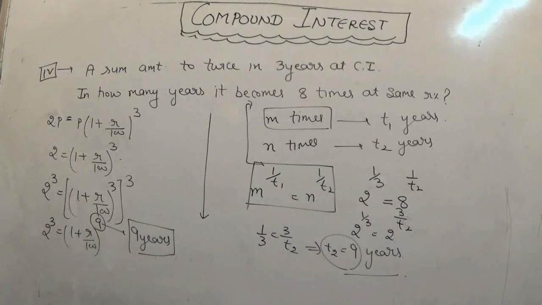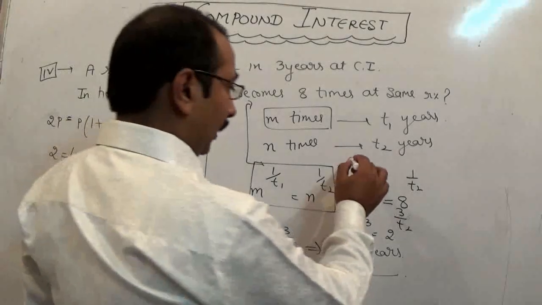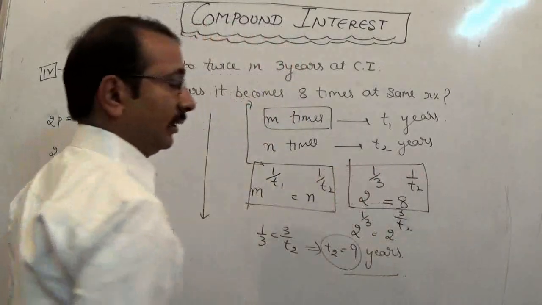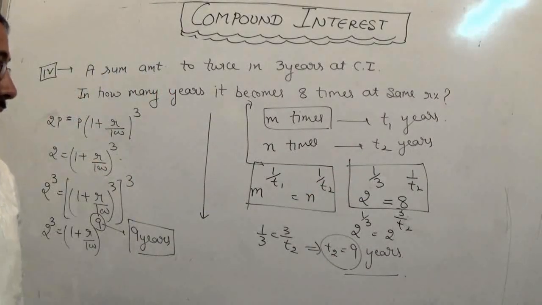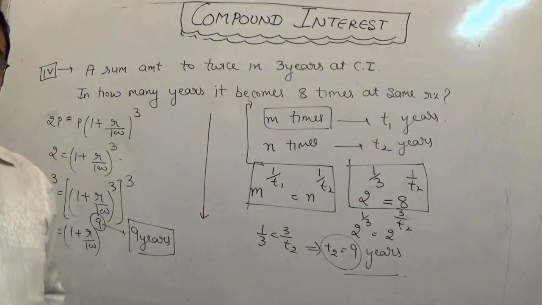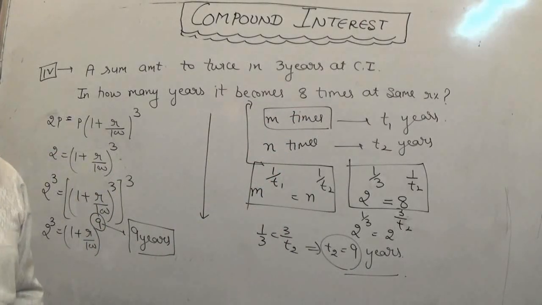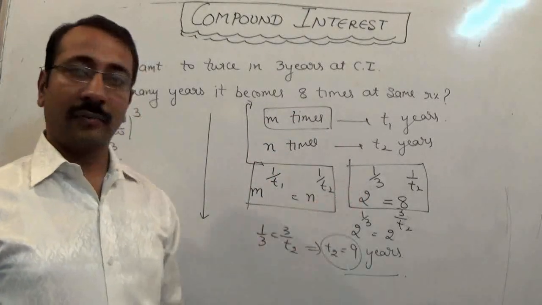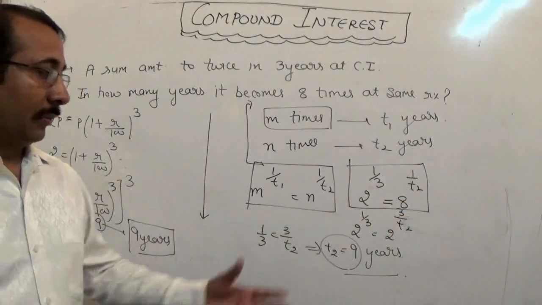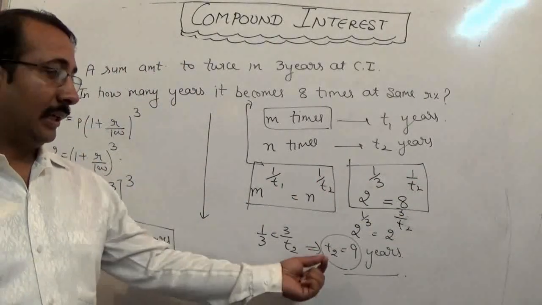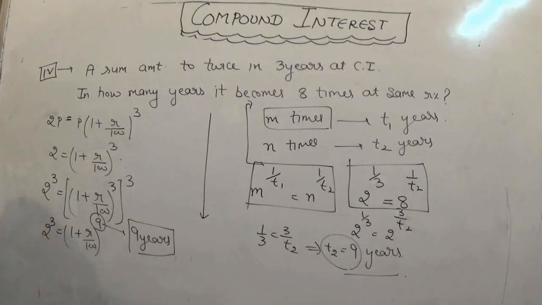I hope this point is clear to you. The point is very simple. You are just supposed to put this question in such a way. For the first case it becomes double, meaning 2 raised to power 1 by 3. In the second case we have to make it 8 times and find the value of the time. So I make it 2 raised to power 1 by 3 equal to 8 raised to power 1 upon t2. By comparing these two values, I can find that t2 equals 9 years. So these types of questions can be answered by applying this approach and you can easily get your answer.